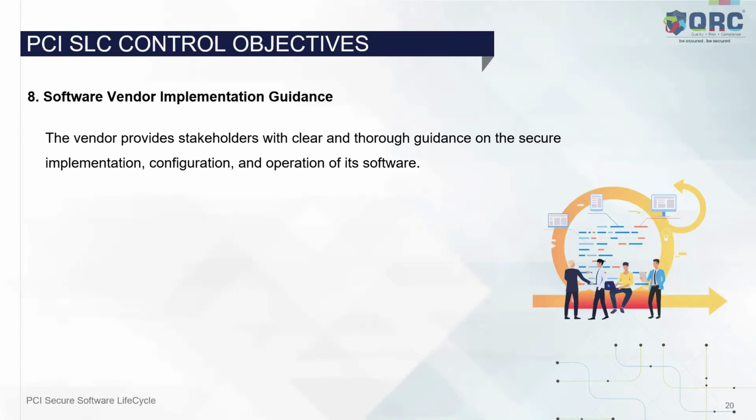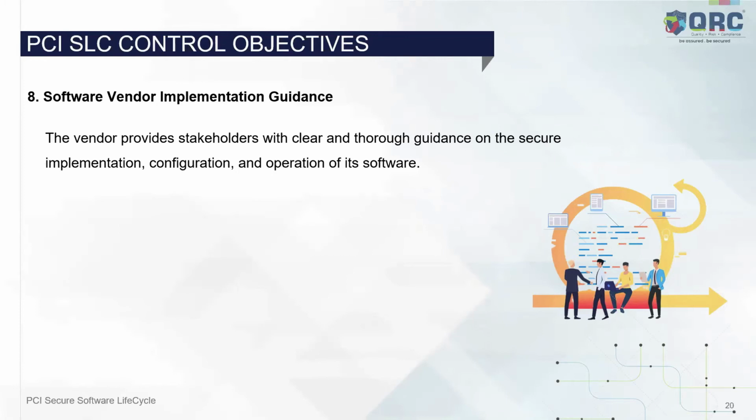Configurable parameters can be, say for example, password length: minimum length should be 7 or minimum length should be 8. So vendors are supposed to provide proper guidance on how to configure such configurable controls or parameters in the applications or the software. Second, detailed instruction on how to securely install, initialize, configure, and maintain all software components and supported platforms.